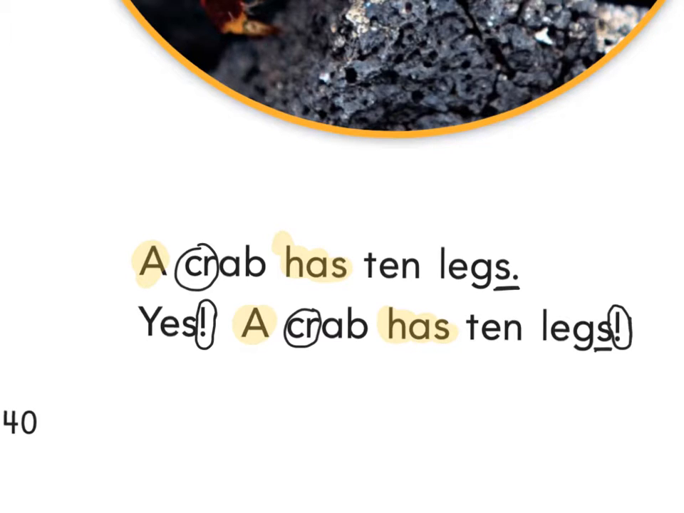So we know those highlighted words. Those are your sight words. We got the word crab, 10, legs, and yes. So press pause and practice reading those sentences and press play when you're ready to read with us. Okay, let's read together now.